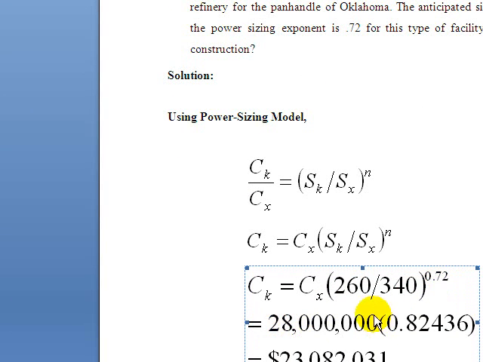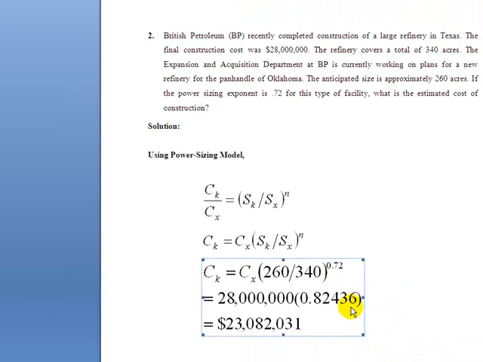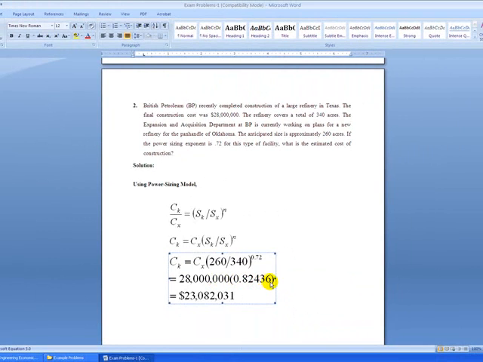So $28 million, if we calculate this term, you get 0.82436. 28 million multiplied by 0.82436 is $23,082,031. So that's the final answer. That's C sub k, the cost of the refinery in Oklahoma. We determined that based on the other values: the cost and size of the refinery in Texas, the anticipated size of the refinery in Oklahoma, and n, the power sizing exponent. Based on all those values, we calculate the estimated value for C sub k. Okay, so that is problem number 2.